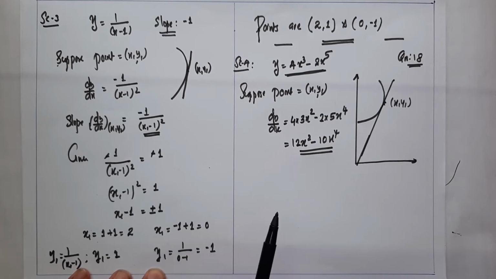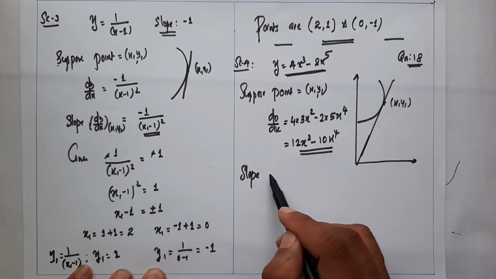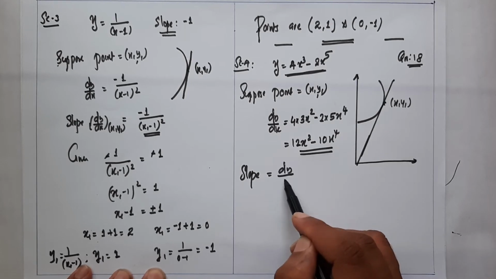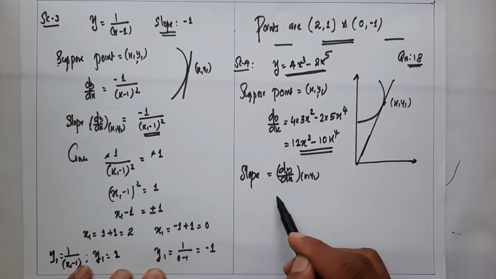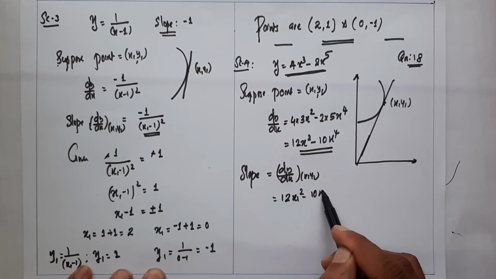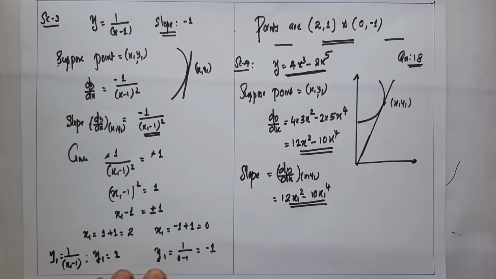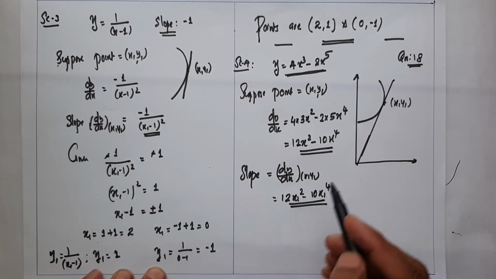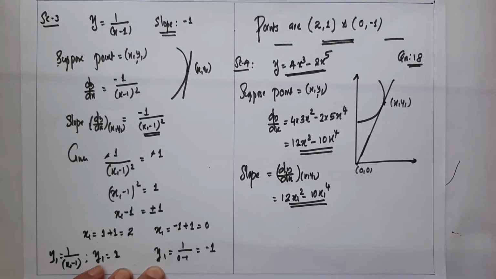Okay. Now the slope is equal to dy by dx. Here the touching point is x1, y1, and therefore we get 12x1 square minus 10x1 raised to 4. Here the given tangent passes through the origin, that is, the point 0, 0.